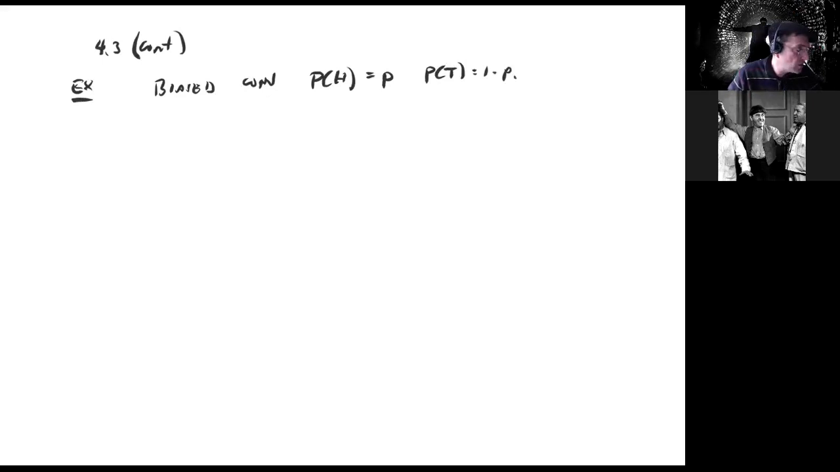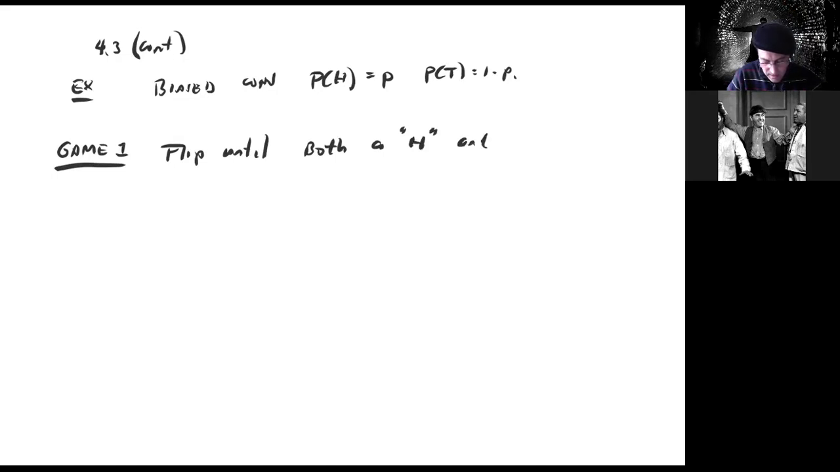Okay, so we're going to talk about two different games. Game one is we flip the biased coin until both head and tail appears. And game two, we flip until two heads appear.